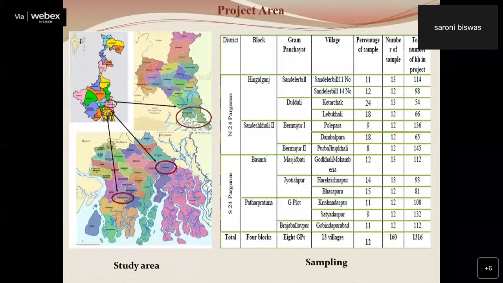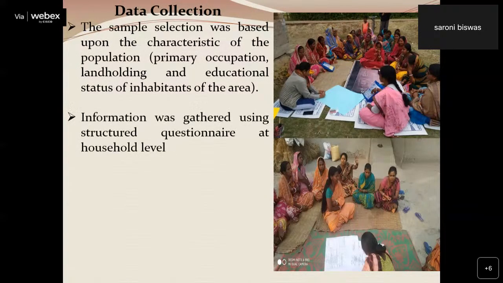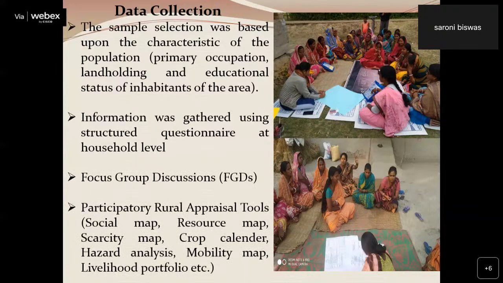Now the study area was four blocks of two districts, where the target population was around 1600, covering 13 villages. For the data collection, we identified different characteristics of the population. Then a structured questionnaire at household level was prepared, and focus group discussions and different participatory rural appraisal tools were applied.